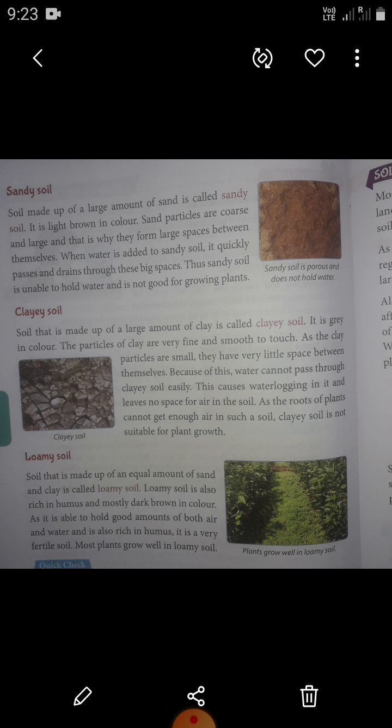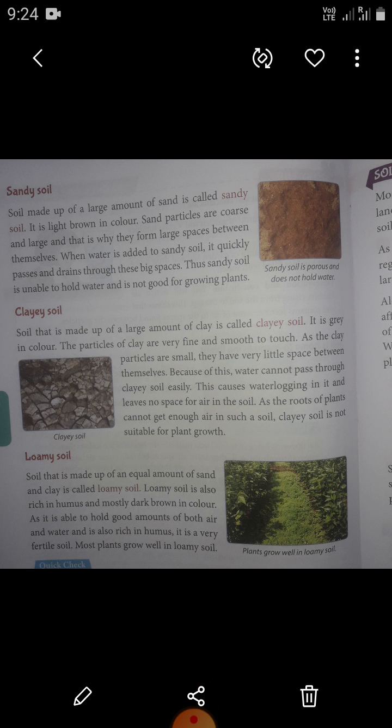Next soil, clay soil. Soil that is made up of a large amount of clay is called a clay soil. Clayey soil is grey in color. The particles of clay are very fine and smooth to touch. As the clay particles are small, they have very little space between themselves. Because of this, water cannot pass through clayey soil easily. This causes waterlogging in it and leaves no space for air in the soil.